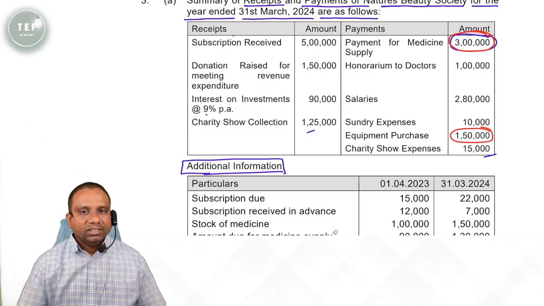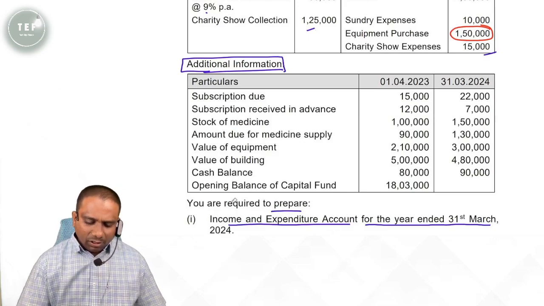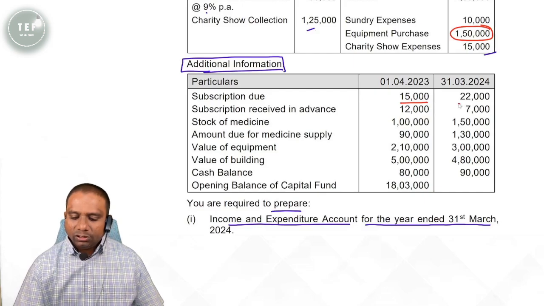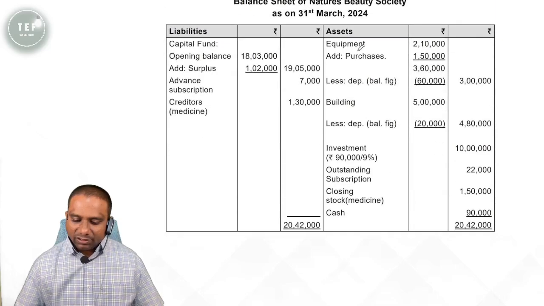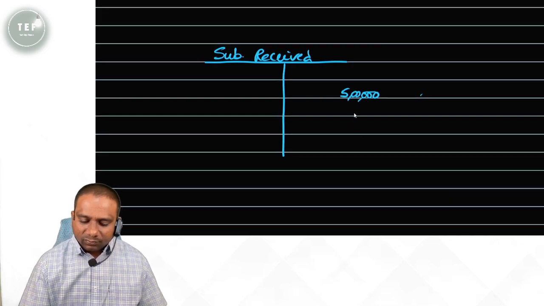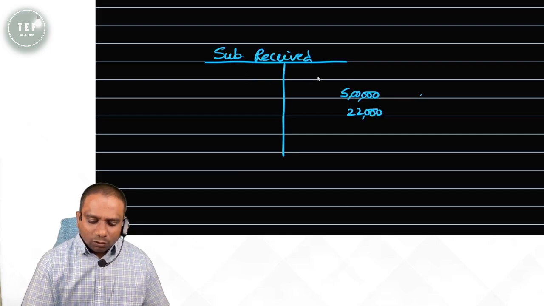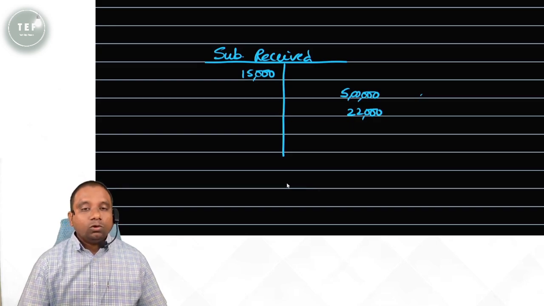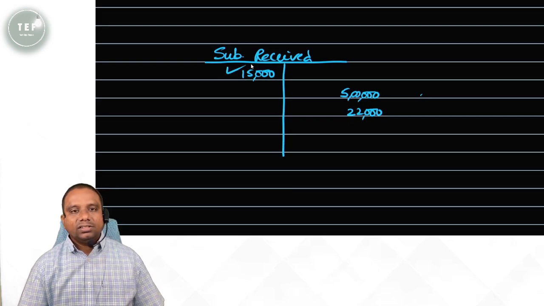Observe, students. Now look at the additional information. Here capital fund is also given, no problem. Here subscription due, opening 15,000, closing 22,000. So first write down the closing balance in the closing balance sheet, asset side, 22,000 outstanding subscription. Now the same becomes credit side, 22,000, current year outstanding. Previous year outstanding, write down on the debit side of the subscription account. Is it clear, students? What is the opening entry for this? Subscription account debit to outstanding subscription account. That's why we are writing this entry.